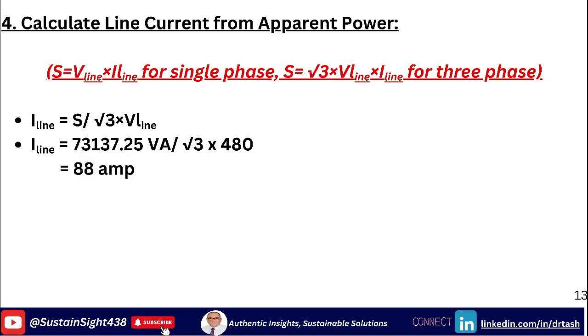Plugging in the numbers. IL equals 73,137.25 VA divided by 1.732 multiplied by 480 V. Let us do the math. IL equals approximately 87.98 amps, or 88 amps. So, the calculated amperage the motor is consuming under these conditions is about 88 amps. By following these steps, starting from the actual mechanical output, accounting for efficiency to find real electrical input, using power factor to find apparent power, and finally using the three-phase formula, we can determine the current draw of the motor.